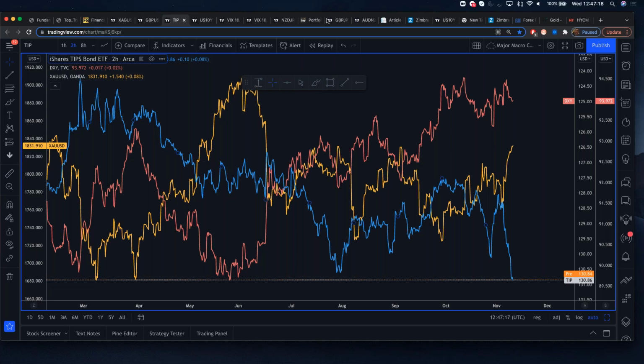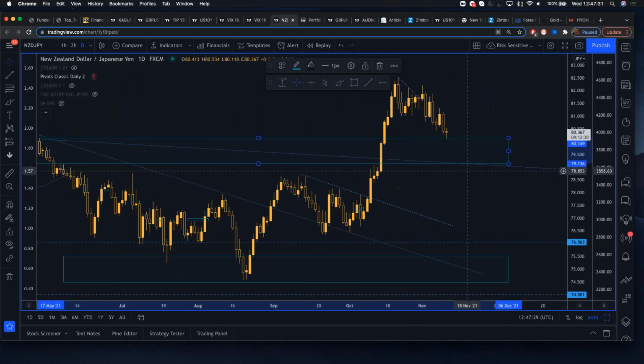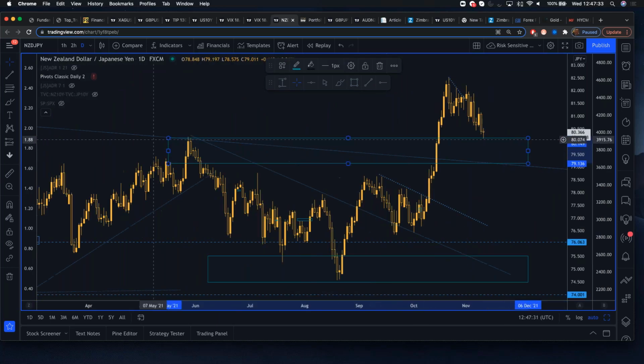Next up, we're going to be looking at New Zealand dollar, Japanese yen. That's what I said we'd look at, wasn't it? Now, you know that I've got an upside bias for New Zealand dollar, Japanese yen. I've been waiting for the New Zealand dollar, Japanese yen to fall into this region for a while. And let me run it through with you.